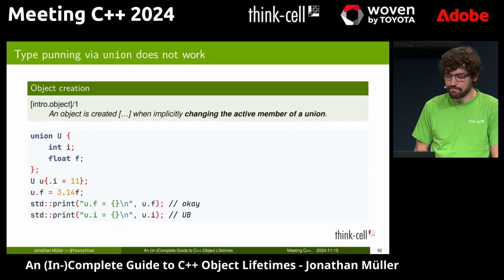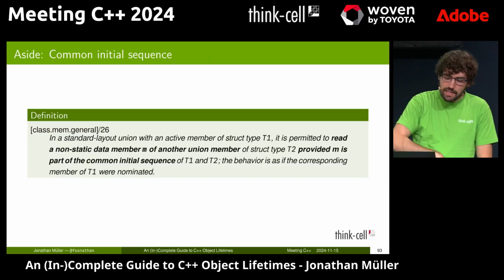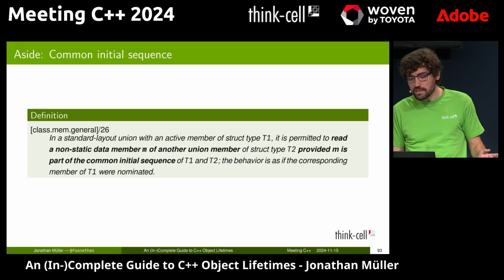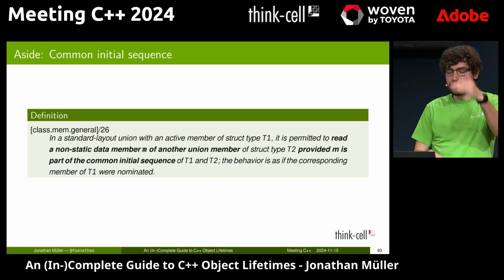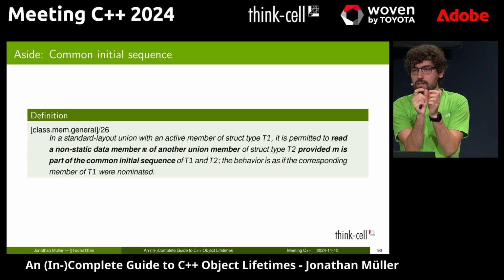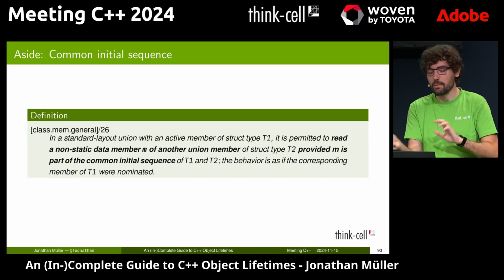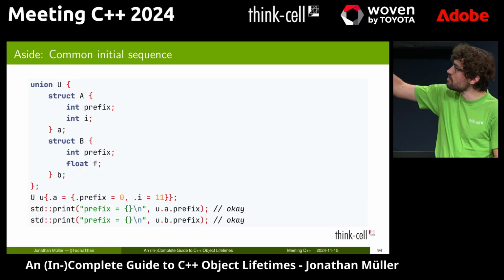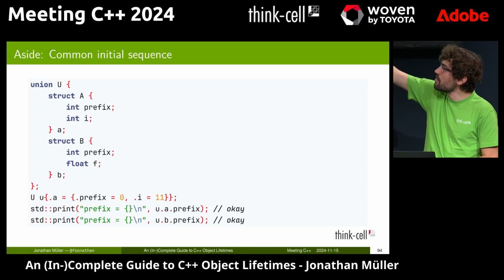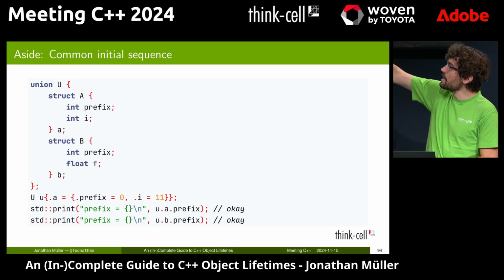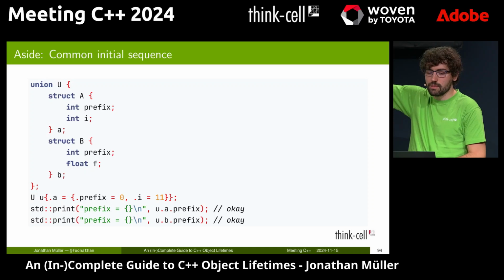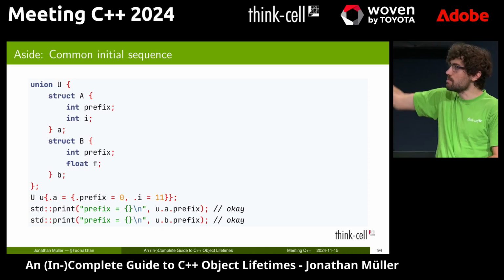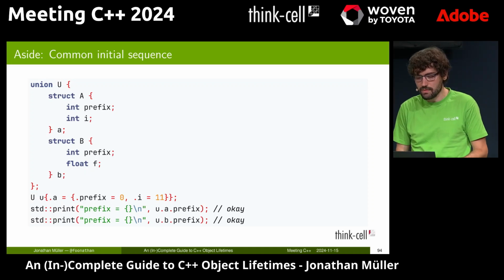You can in C. There is an exception for that. It's called the common initial sequence. When you have a union with types T1 and T2, and both of them have common initial members, then you can access them through either one. In code, this looks like this. We've got a union, struct A, struct B. They both have a prefix member, and then we can access the prefix member by either doing u.a.prefix or u.b.prefix. So this is fine.